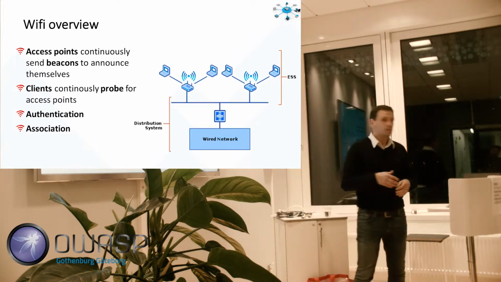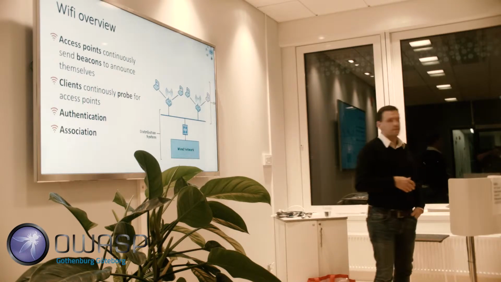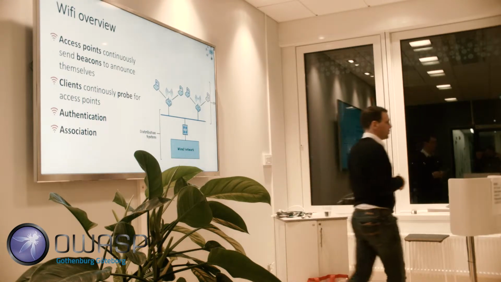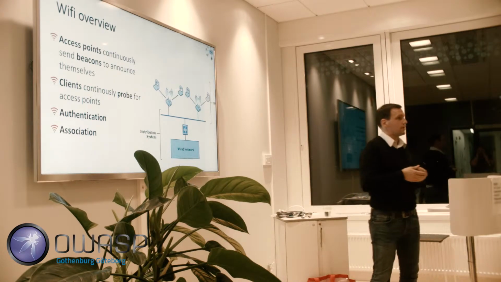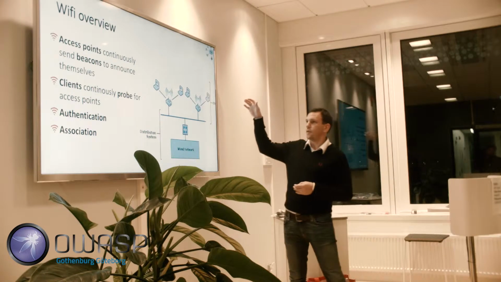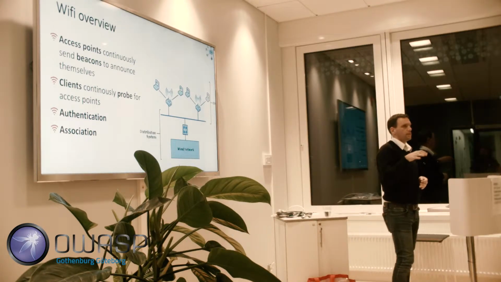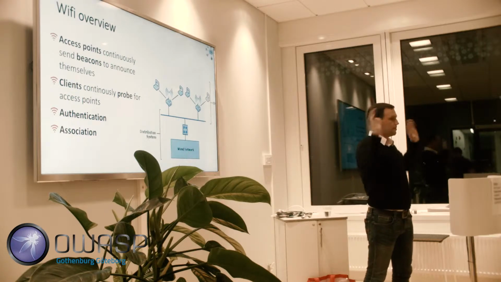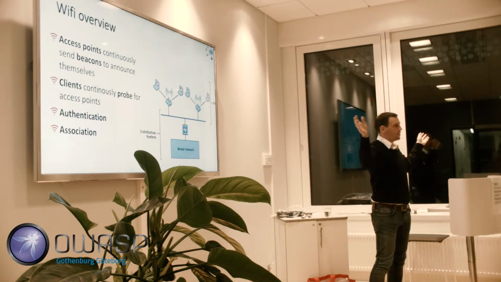A Wi-Fi network is built up of one or more access points to which clients connect. And these access points continuously send beacon frames to announce themselves. That's how, when you turn on your device and want to choose a network to connect to, your device listens to these beacon frames. However, Wi-Fi clients also continuously probe for access points, and a client can send so-called null probes out to the air, just announcing its presence, saying, I'm here, I want to connect, who's there? And then access points respond and say, I'm here, I'm this and this SSID.